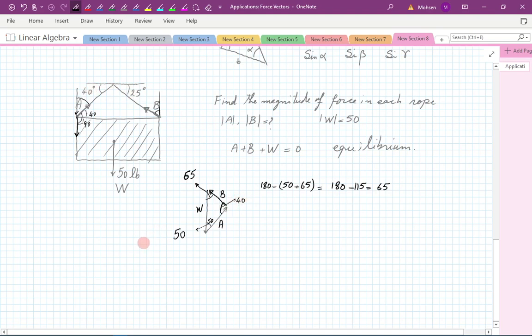So let me write these things. So this 90 minus 40, this becomes 50. This is 90 minus 25, 65. This is 40 plus 25, or 180 minus 50 plus 65.